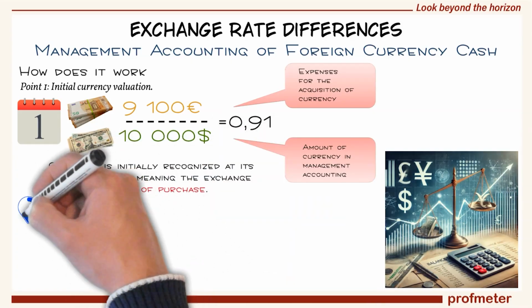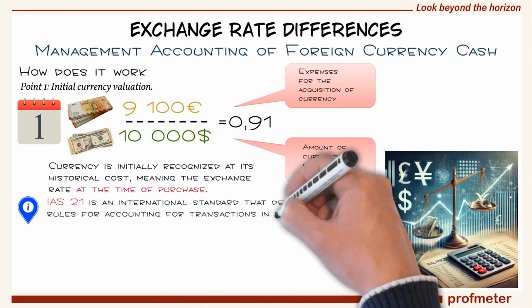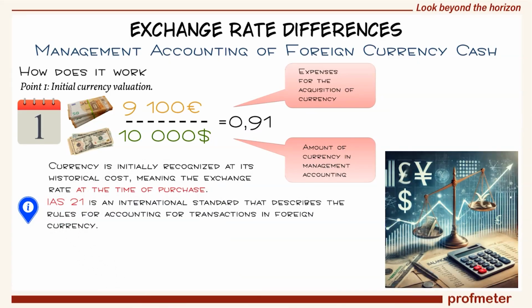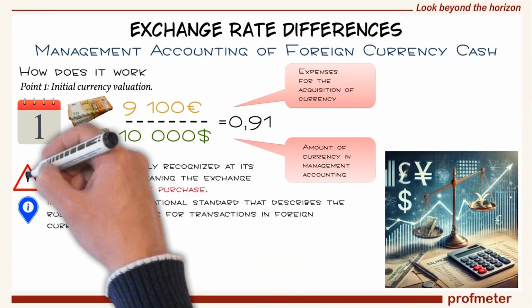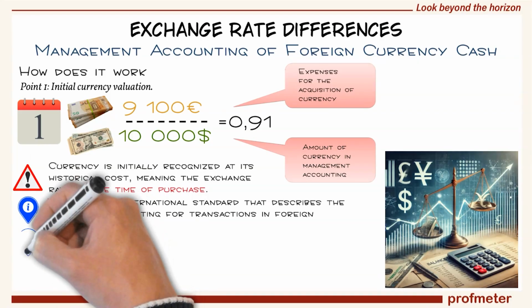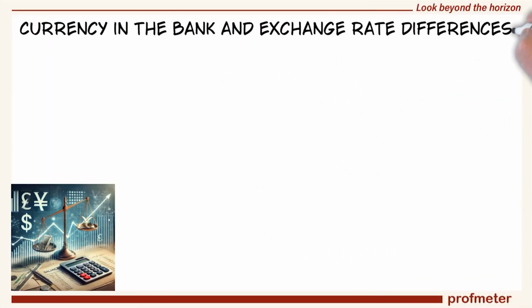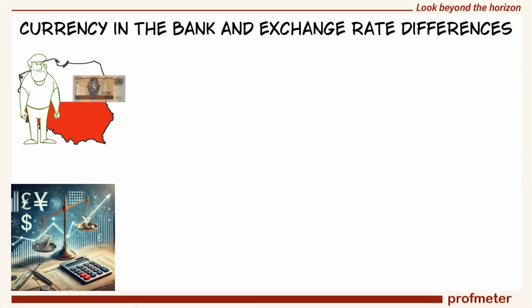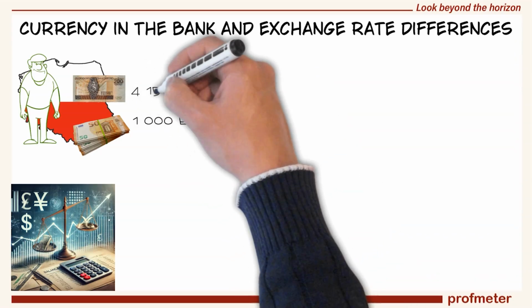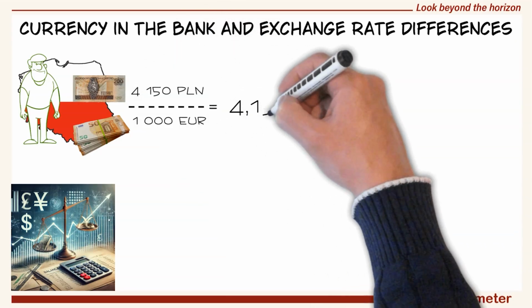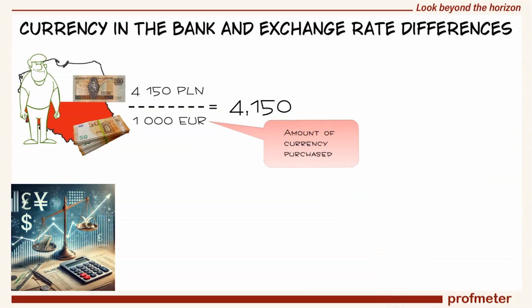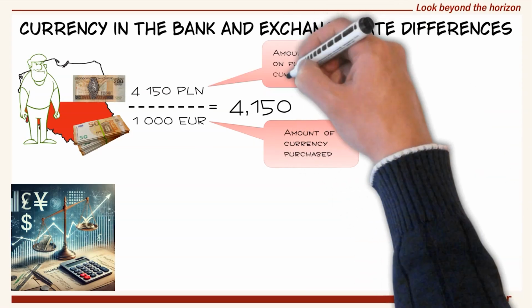According to IAS 21, this is an international standard that regulates the reflection and accounting of exchange rate differences. Transactions in foreign currency must be converted into the functional currency at the exchange rate on the date of the transaction. The price at which we actually bought the currency is the cost that should be reflected in the balance sheet. So, let's imagine that the entrepreneur we mentioned earlier bought 1,000 euros for 4,150 zlotys. Thus, we have 1,000 euros with a book value of 4,150 zlotys in our balance sheet.